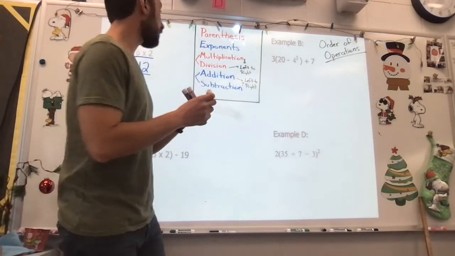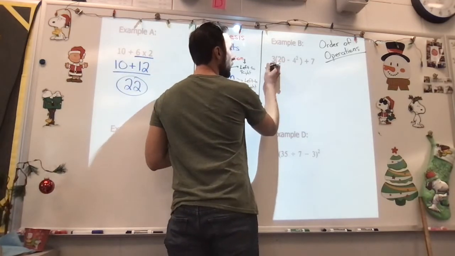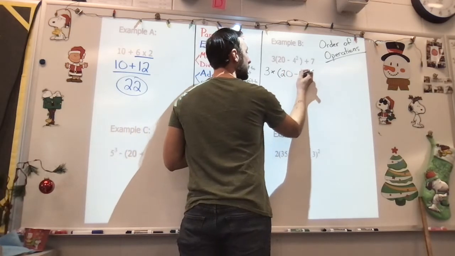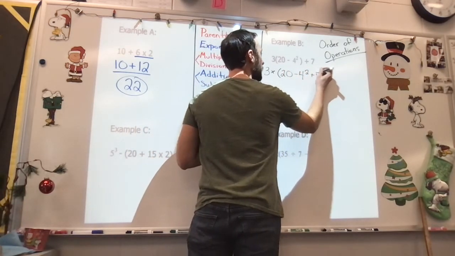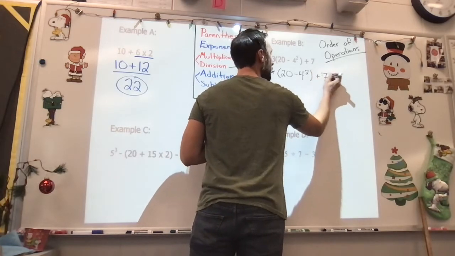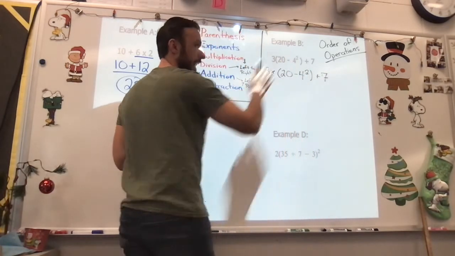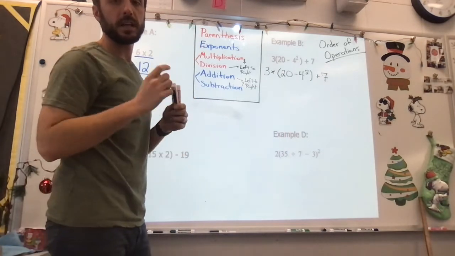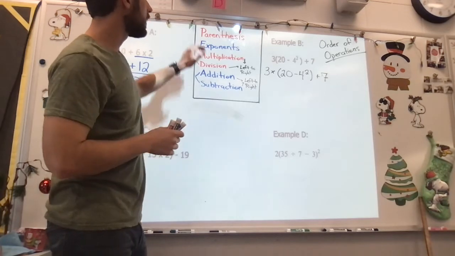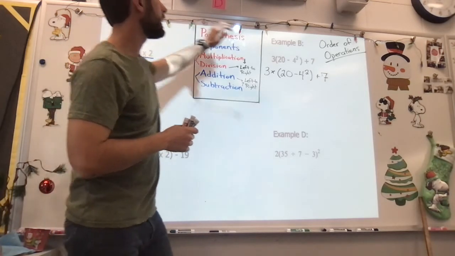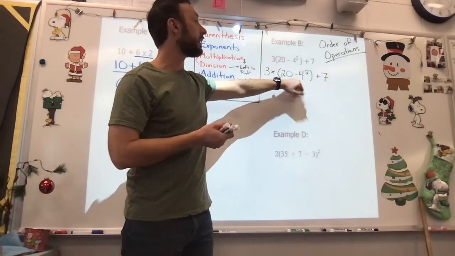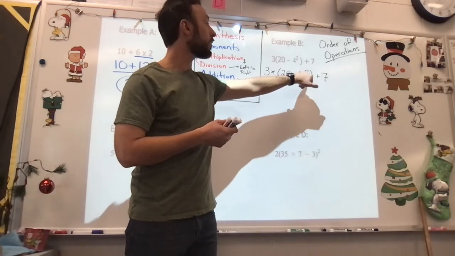So I can rewrite that problem as saying this is the same as 3 times (20 minus 4 to the second power) plus 7. So this is the exact same as that. Whenever I have a number touching a parenthesis, it's the same as multiplication. Now I go through my checklist. Do I have any parentheses? Yes, I do. I have 20 minus 4 squared there. So then I need to decide, do I do the subtraction first or do I do the exponent first?